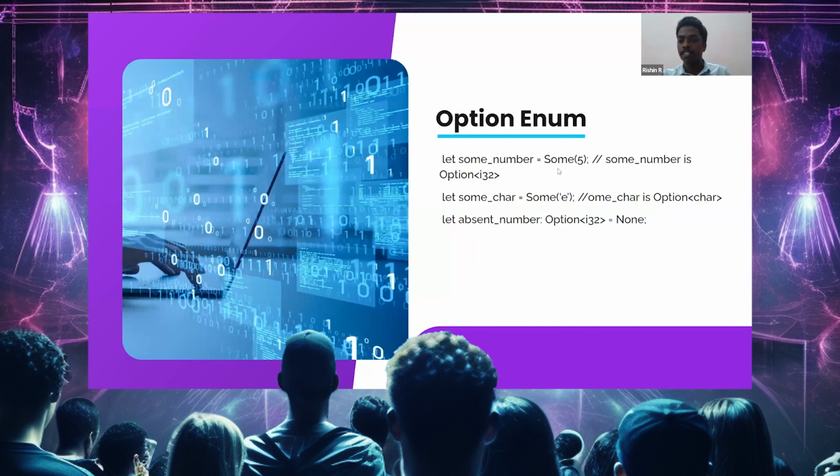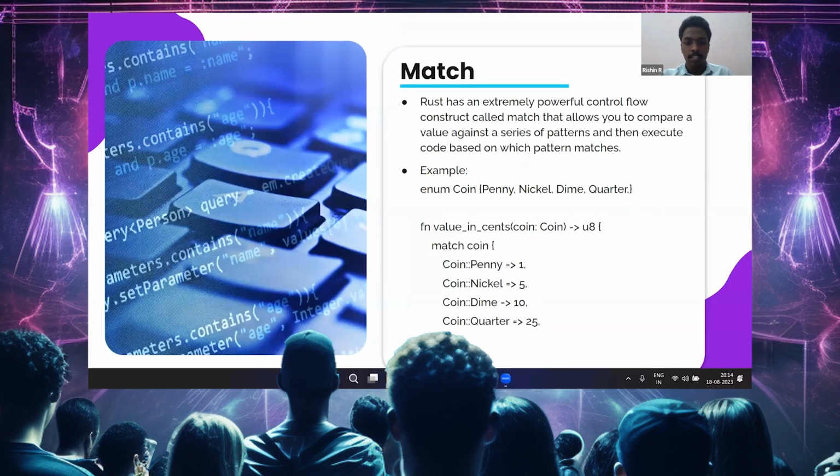Let some_number equal Some 5 means the type of some_number is Option i32, and some_number is actually not containing the value 5, it is containing Some 5, which is different from 5. Now let some_char equal Some 'e', which is Option char. Okay, so the data type is really important. Now let's see what happens.